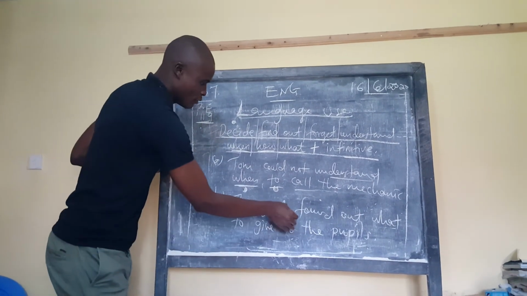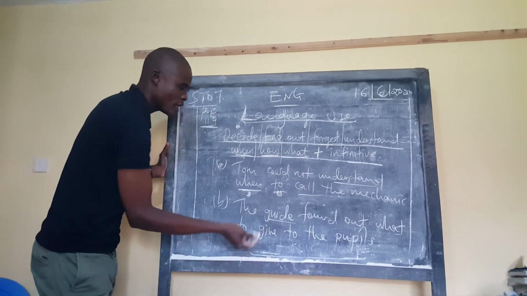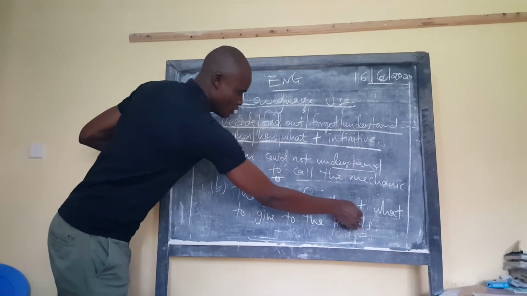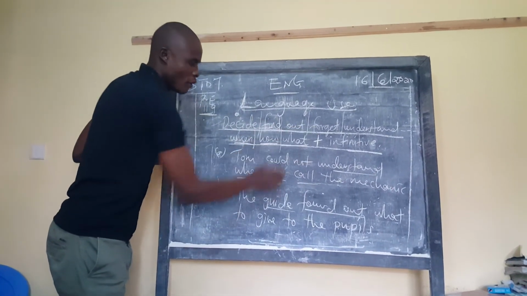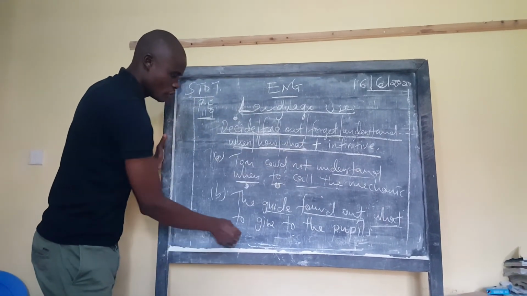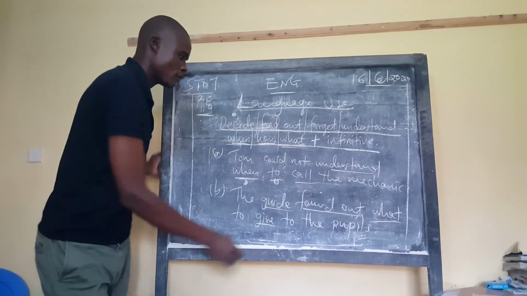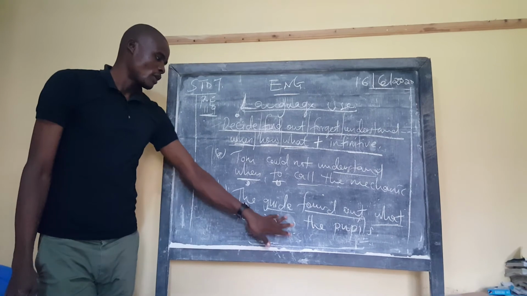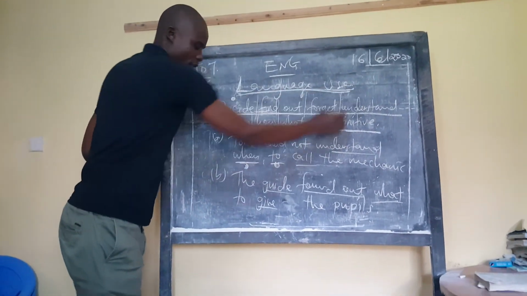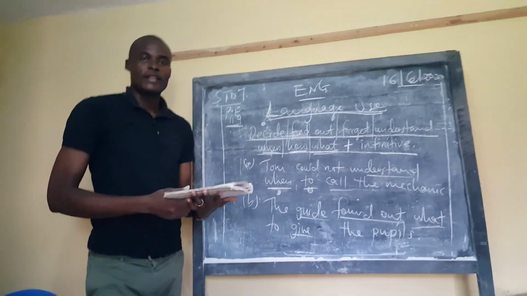Also correct. You'll use the word guide. A guide is just anybody who guides somebody. It can be a tour guide and the rest, or any other. So the guide found out, you'll use the word find out there. Found out what to give. So after to, what to give the pupils. So learners, this particular language use is very simple. I want to give you that because it is the first one in that topic.